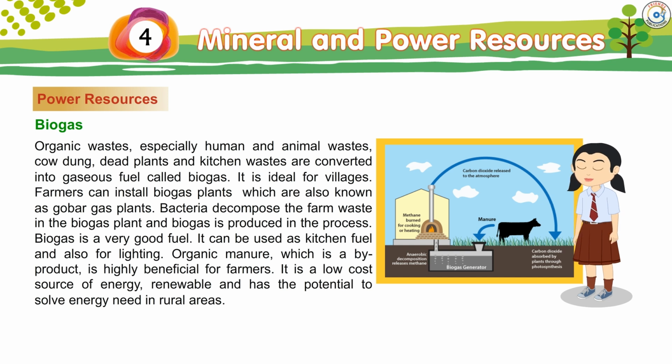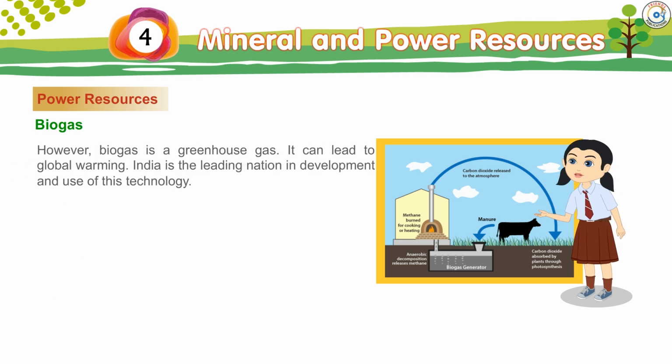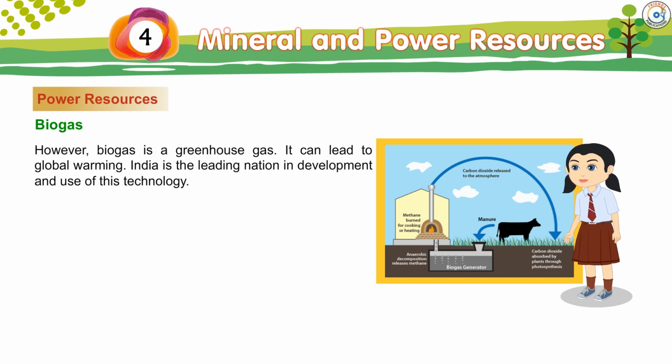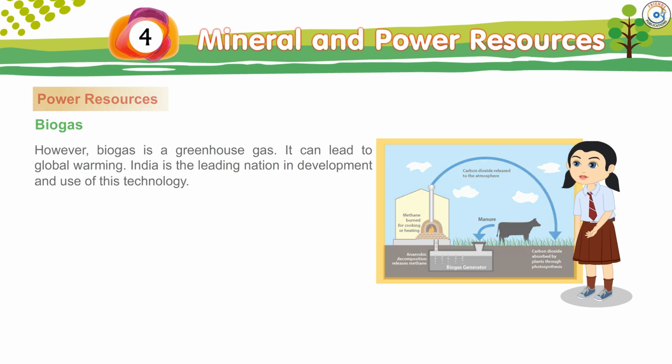Bacteria decompose the farm waste in the biogas plant and biogas is produced in the process. Biogas is a very good fuel. It can be used as kitchen fuel and also for lighting. Organic manure, which is a byproduct, is highly beneficial for farmers. It is a low-cost source of energy, renewable and has the potential to solve energy need in rural areas. However, biogas is a greenhouse gas. It can lead to global warming. India is the leading nation in development and use of this technology.